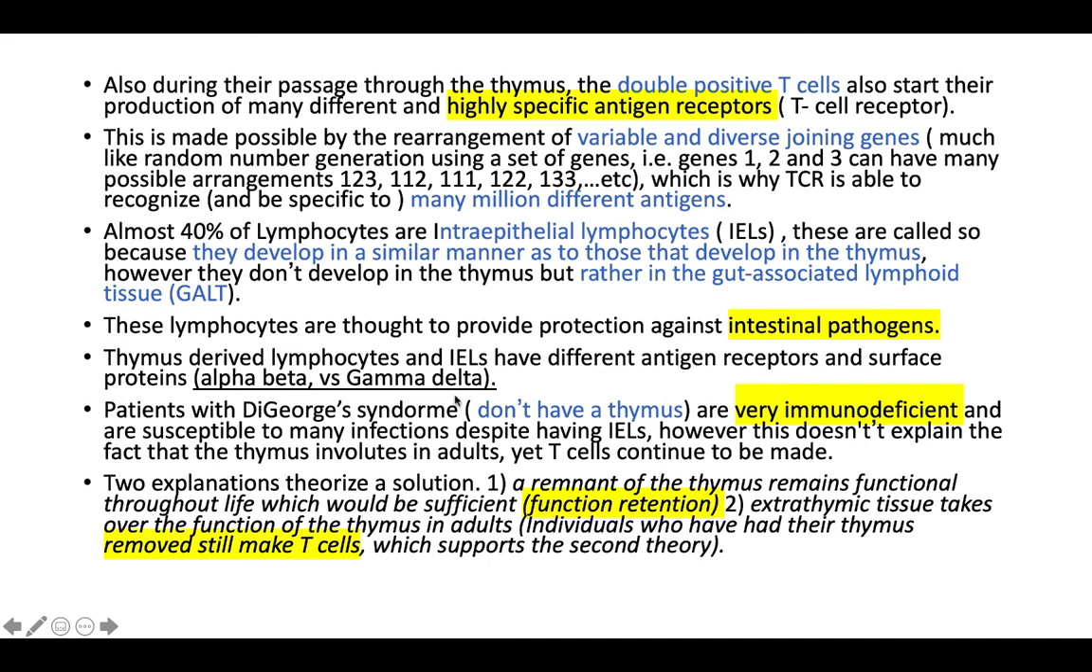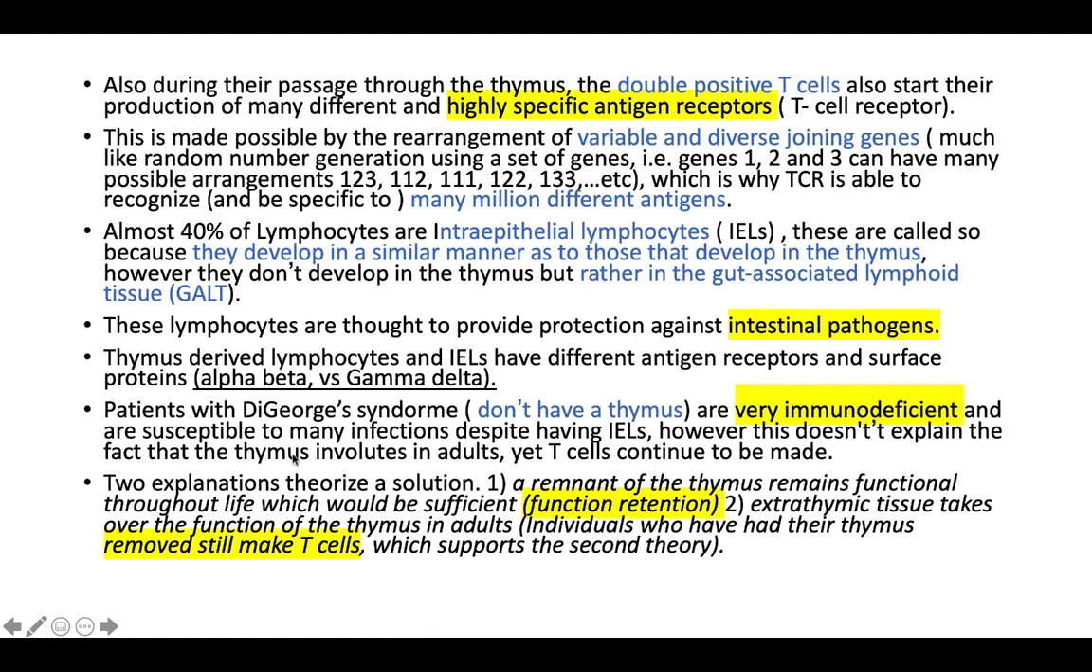This is one of the functions we were talking about, that gamma delta cells may function in the gut. People who don't have a thymus, like in DiGeorge syndrome, are very immune deficient because they won't have either CD4 or CD8 cells. But they still have the IELs. They have intraepithelial lymphocytes.